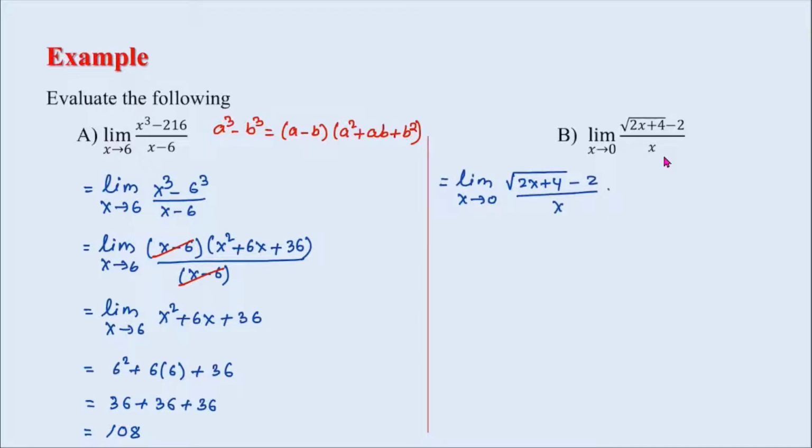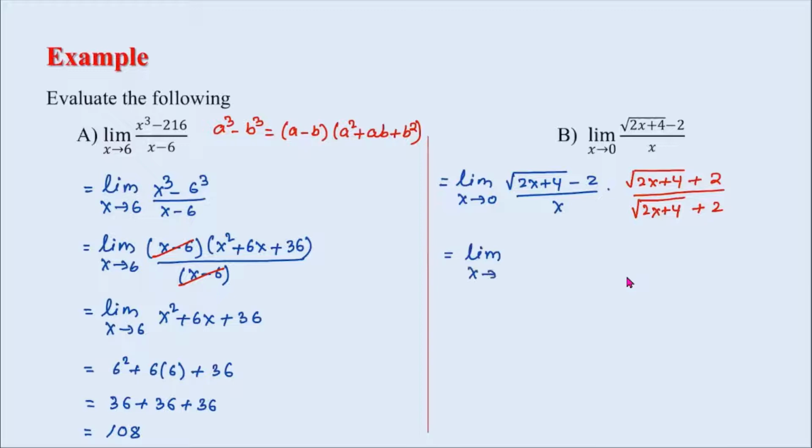We multiply by the conjugate of this numerator. So in the numerator, we have the square root of 2x plus 4 minus 2. When you multiply, it will be the square root of 2x plus 4 plus 2, divided by the square root of 2x plus 4 plus 2. Here, literally, we are multiplying by 1, so the value of the limit does not change. But it will help us to simplify and get the correct answer.